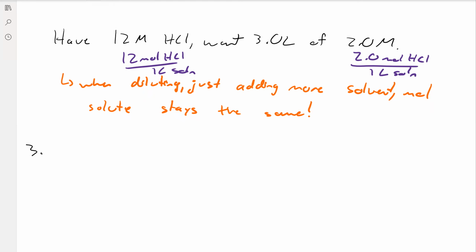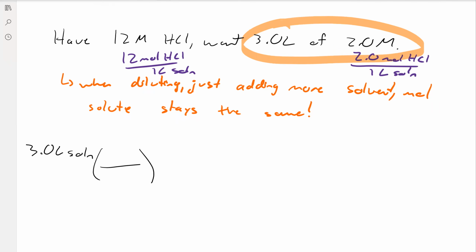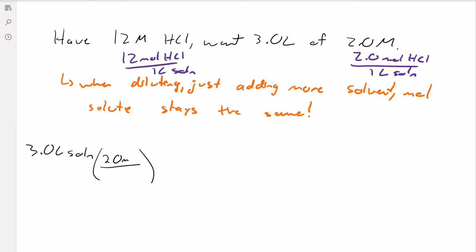Start with the thing that's not a conversion unit, 3.0 liters of our solution. Now, think about what numbers belong to what. We want 3 liters of the 2 molar solution, right? 3 liters of those 2 molar solutions. So those two numbers stick together. So we're going to keep those numbers together. So 2.0 molar, which is 2.0 moles of HCl per 1 liter of solution.